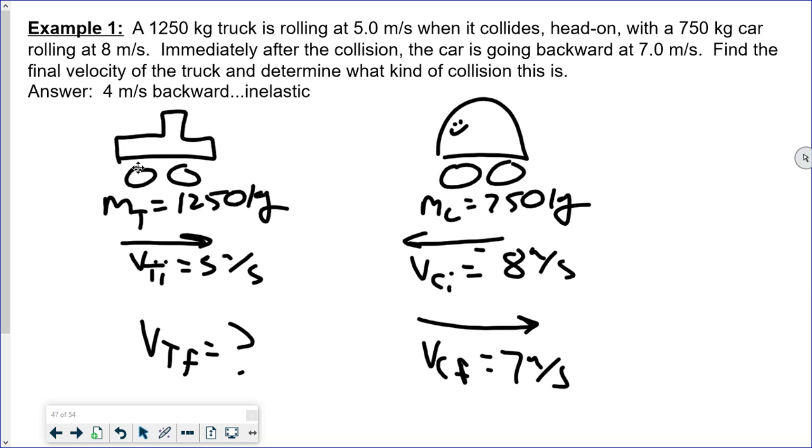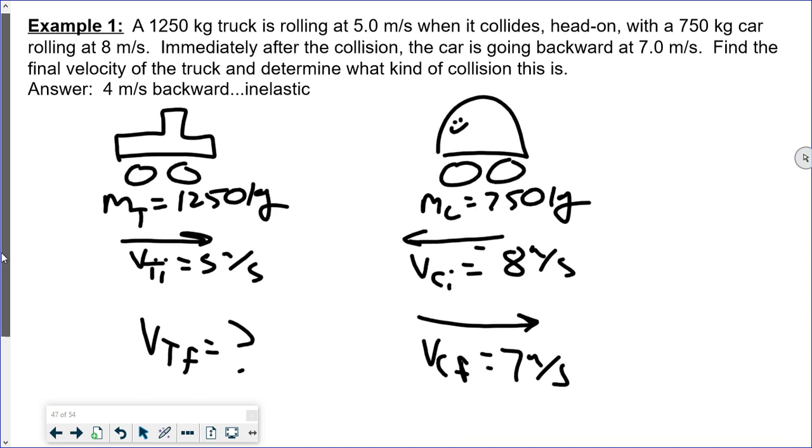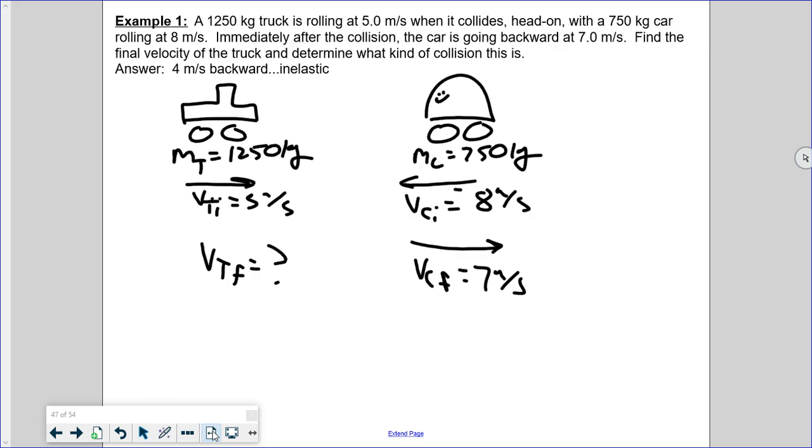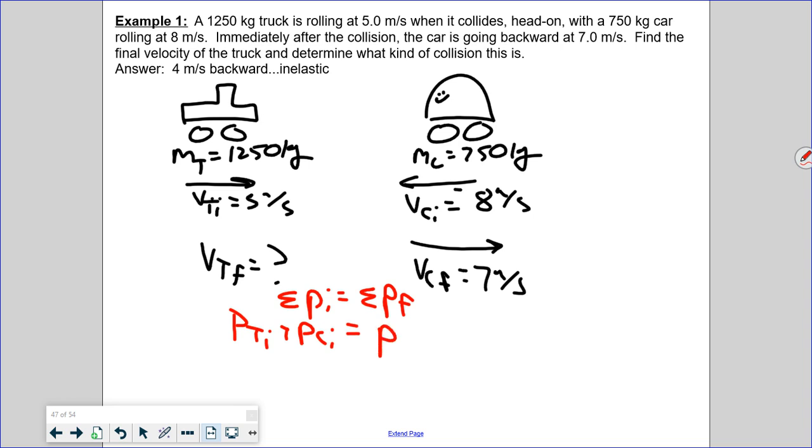So to solve this, it's a collision. The first thing I know is that because it's a collision, my total momentum will remain conserved. I know that the total momentum before the collision is equal to the total momentum after the collision. That means the momentum of the truck before the collision plus the momentum of the car before the collision equals the momentum of the truck after the collision plus the momentum of the car after the collision.